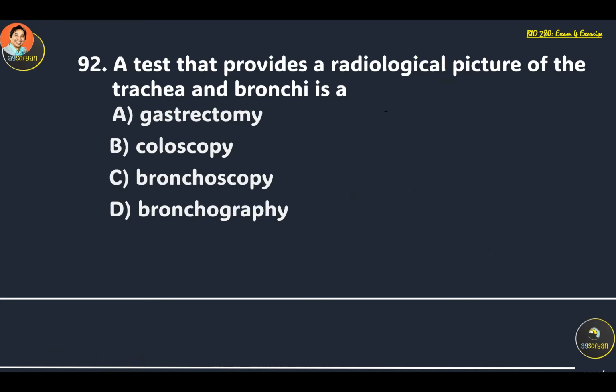A test that provides a radiological picture of the trachea and bronchi is going to be bronchographic, the bronchogram.